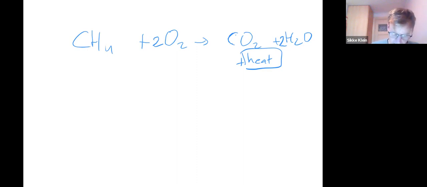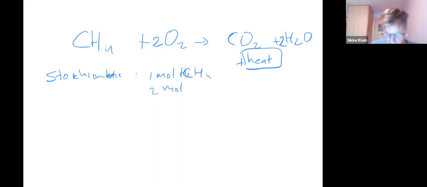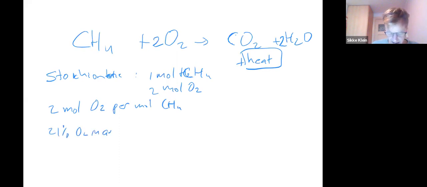What is stoichiometric? The stoichiometric ratio is just this chemical equation: we need 1 mole CH4 and 2 mole O2. That is really the stoichiometric ratio of CH4 versus O2. Normally we don't have pure O2, but O2 is part of the air. So you need 2 mole O2 per mole CH4. If you have 21% O2 in air, you get 2 divided by 0.21, and we can do the calculation.